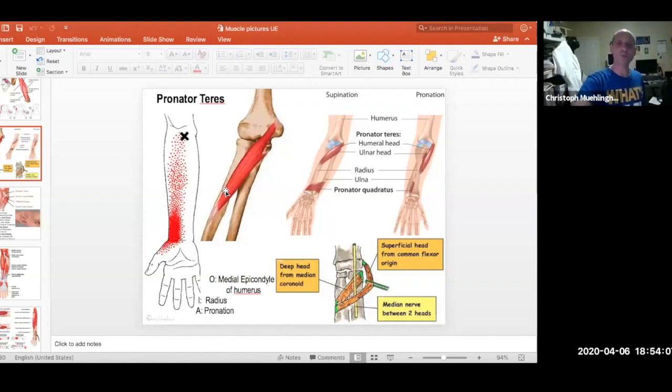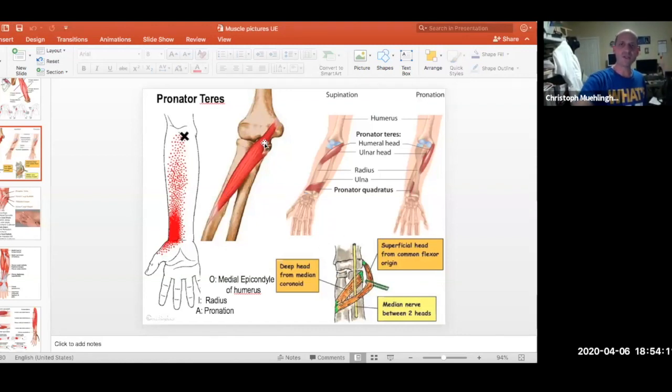So that pronator teres always works. It's always activated. And the median nerve, which supplies your nerve feelings for down in here, especially through here, gets irritated. And that's one of the main causes of carpal tunnel syndrome, a problem up in here.